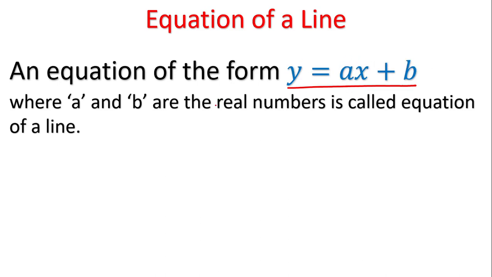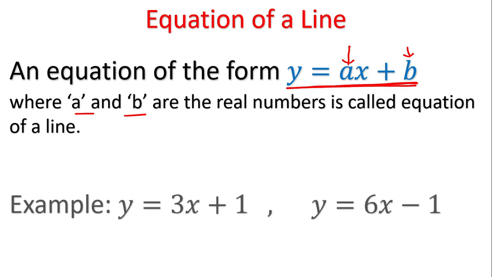Okay, they will be any real number, and I have written here also where A and B are real numbers. Real number means you can consider any number, positive, negative, rational, irrational, fractional, decimal, any number you can take as A and B. So if you see any equation written in this form, then you can understand that this is the equation of a line.